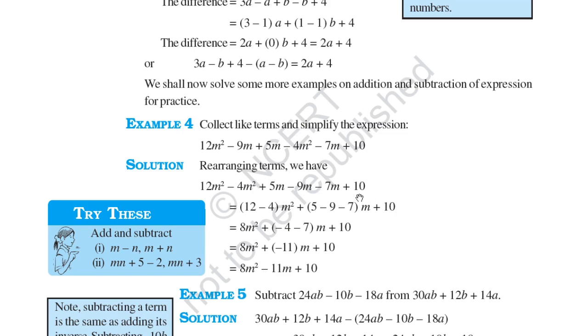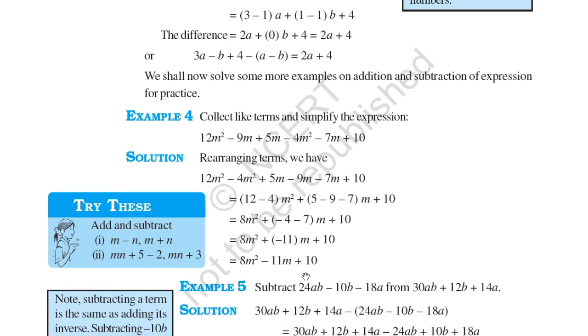So we will take m square as common, so it will become 12 minus 4. Here we will take m common, so 5 minus 9 minus 7, plus 10. So it will become 8m square, and minus 4 minus 7m gives minus 11m, plus 10. So the answer is 8m square minus 11m plus 10.